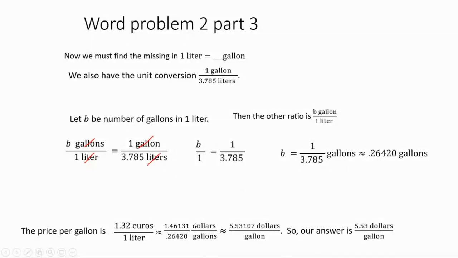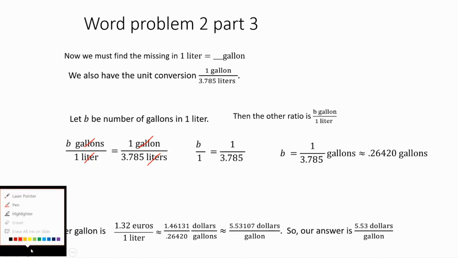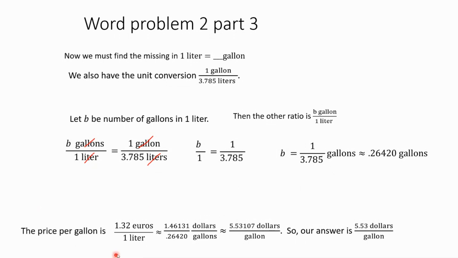So the 1.32 euros was about $1.46131, and 1 liter was about 0.26420 gallons. Yes. And this part over here, you could put into the calculator. So wait, what was the second part then? What, this? Yes. This is actually when you do the calculator, this is what you get. Okay. Thank you. You're welcome.